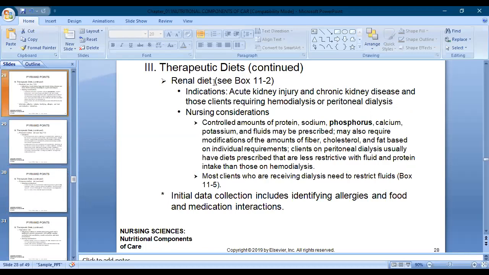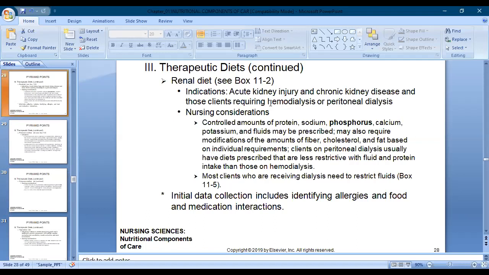What are the friendly foods in a renal diet? First of all, the renal diet indication: acute kidney injury or chronic kidney disease, those clients require hemodialysis or peritoneal dialysis. Again, this is the class for fundamentals and nutrition studies, our chapter. I'm not going through everything about hemodialysis or peritoneal dialysis, but keep in mind, if anybody's kidney is not working, we have to eliminate the waste product from the body. This technique is called hemodialysis or peritoneal dialysis.